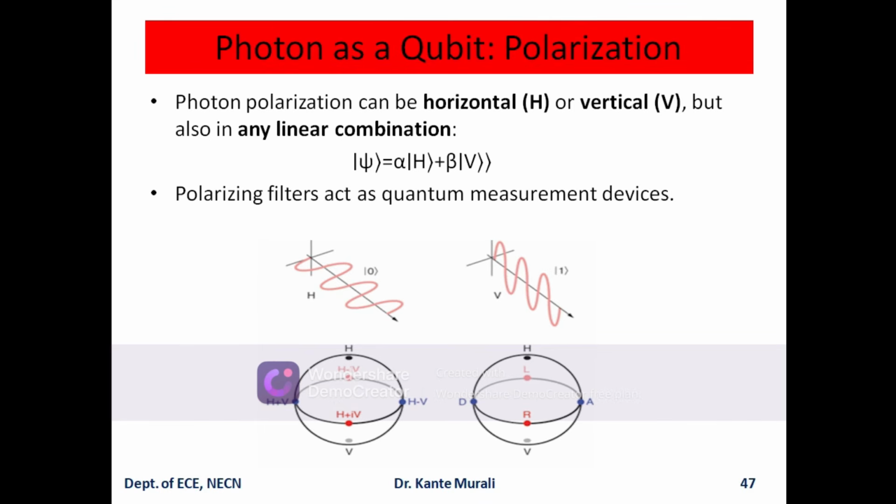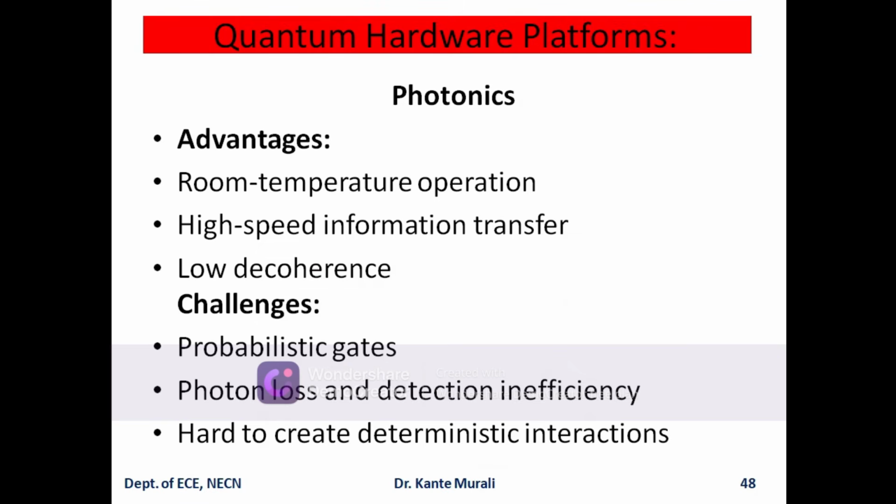Now let us see what the advantages of photonic implementation of qubits are. They operate at room temperature. That means no cryogenics needed. This is one of the beauties I observed in photonics, as superconducting qubits work at very low temperatures. They are very fast, traveling at the speed of light, as you are using light. They have very little decoherence. Photons rarely interact with the environment, but the big challenge is that photonic gates are problematic.